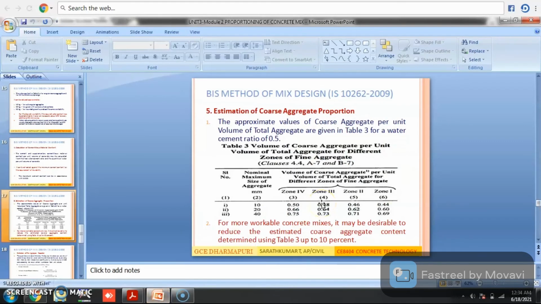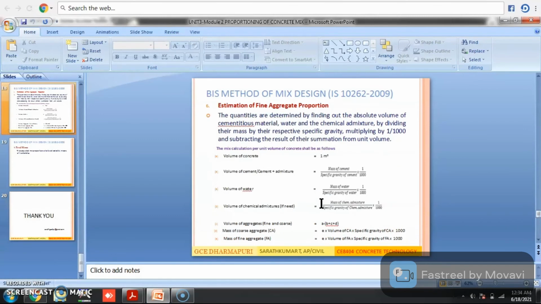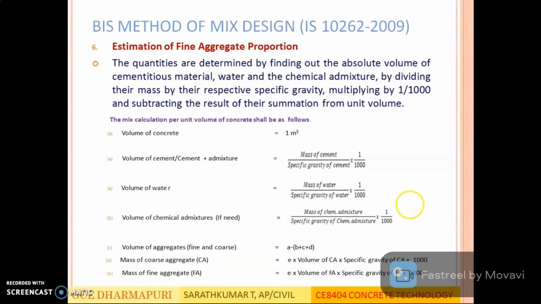Once you know the estimation of coarse aggregate proportion, you can go for estimation of fine aggregate proportion. The quantities are determined by finding the absolute volume of cementitious material, water, and chemical admixture, by dividing their mass by their respective specific gravity and multiplying by 1/1000, and subtracting the summation of these from unit volume. Here we are calculating for 1 cubic meter volume of concrete. We have to calculate the volume of cement, and if you are using admixture, the volume of admixture also.